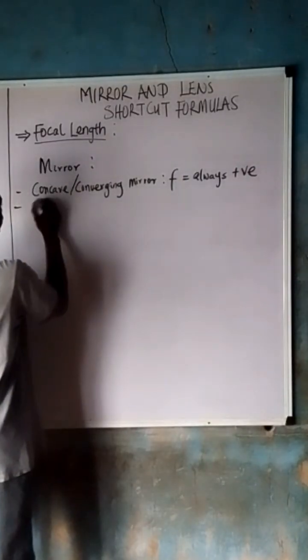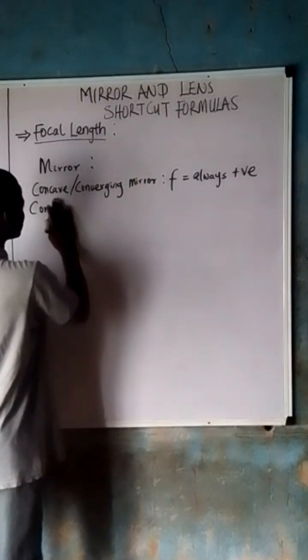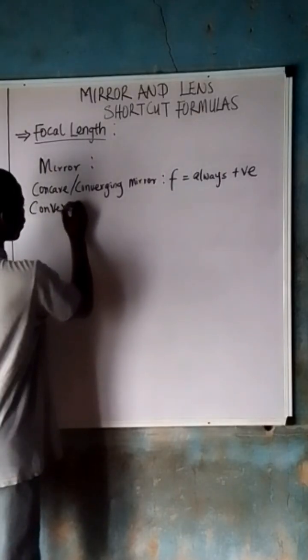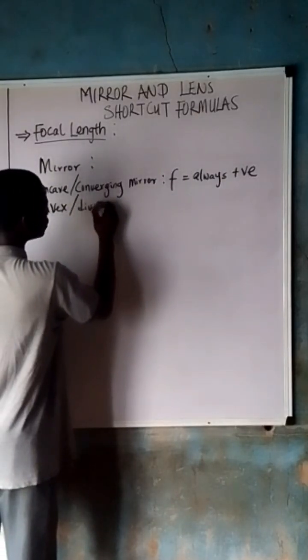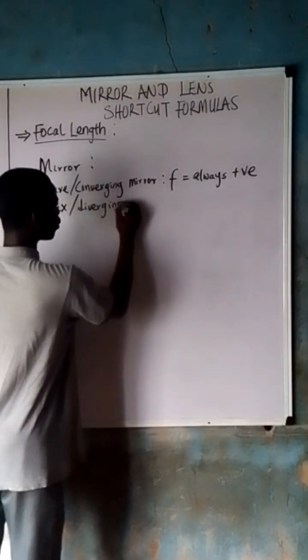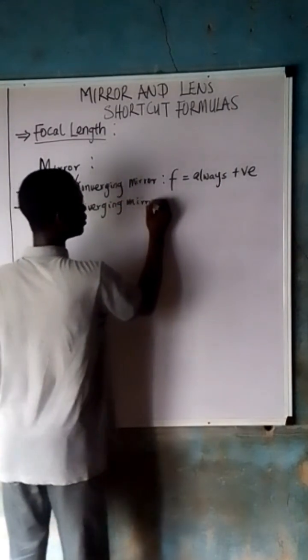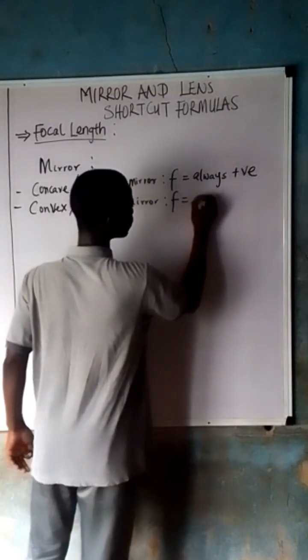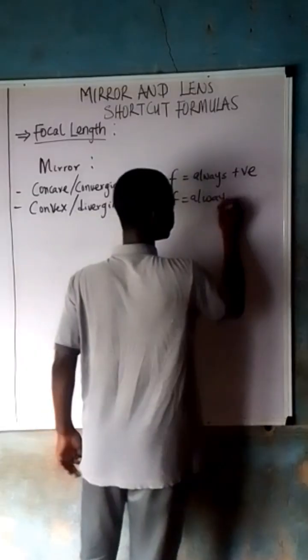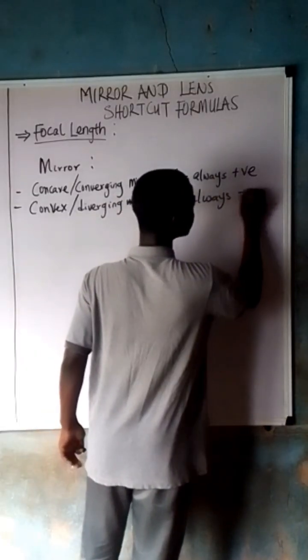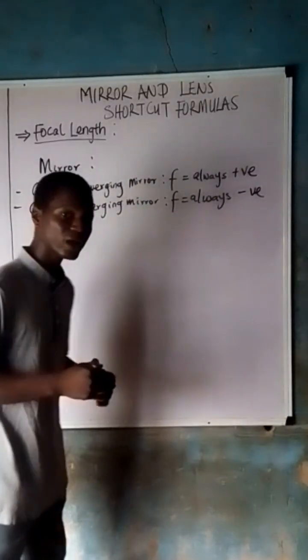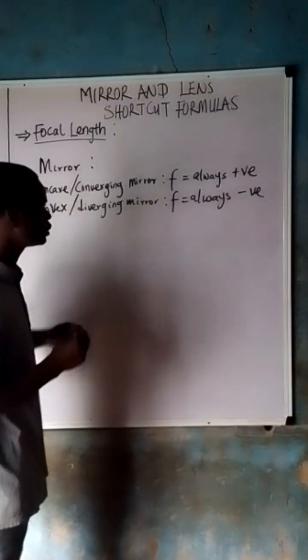Then for the next, which we call the convex mirror, or what they call the diverging mirror, the focal length is always negative. We will need this to be able to solve questions on focal length. For mirror, take note of these two.